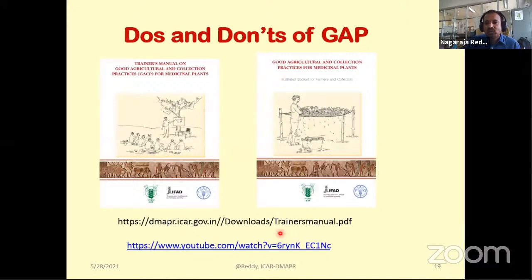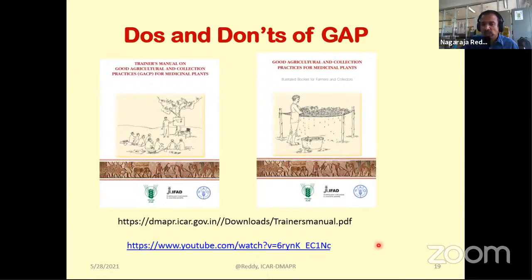So there are some do's and don'ts. We have come out with a trainer's manual, the good agricultural and collection practices for medicinal plants, which has been prepared, and this can be downloaded from our website, where it is already available. If somebody is interested, I can also share this material with you so that you can follow the do's and don'ts for good agricultural practices. There is also a YouTube movie that has been made by our institute in collaboration with the FAO.